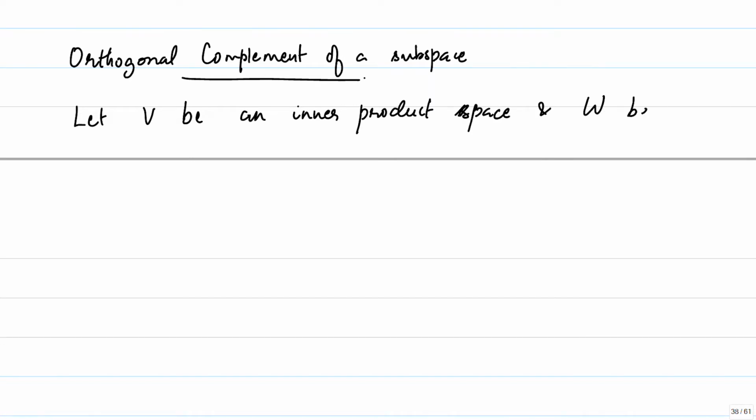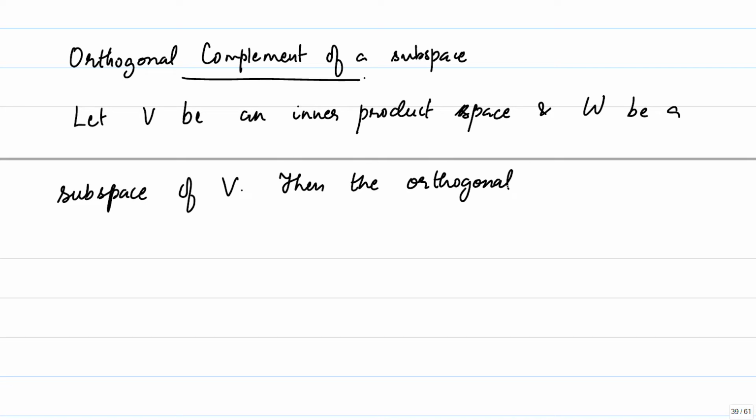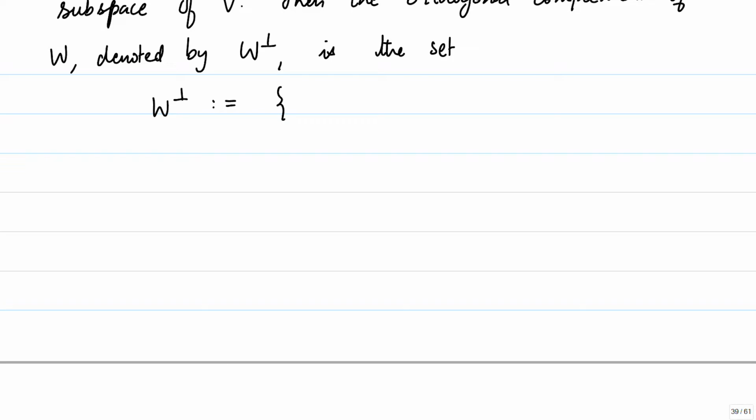And W be a subspace of V. So we have just taken some arbitrary subspace of V. Then the orthogonal complement of W is denoted by W orthogonal, and is defined to be the set of all v in capital V such that the inner product of v and w is equal to 0 for all w in capital W. So you look at those vectors which are orthogonal to every vector in capital W. That is called the orthogonal complement of W.